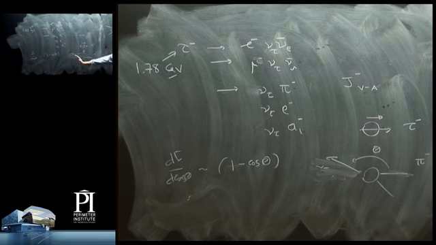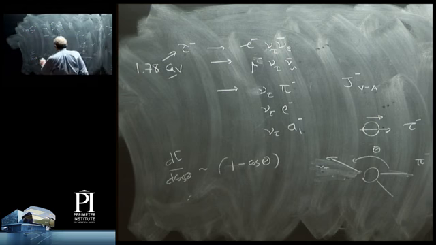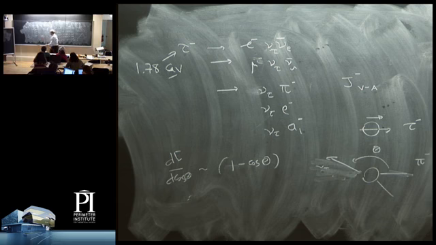If you now boost this whole system so that the tau is in very relativistic motion, cosine theta becomes the fraction of the tau's momentum carried by the neutrino. And so d gamma dz is proportional to 1 minus z. And now let me try and get everything put into the right orientation.